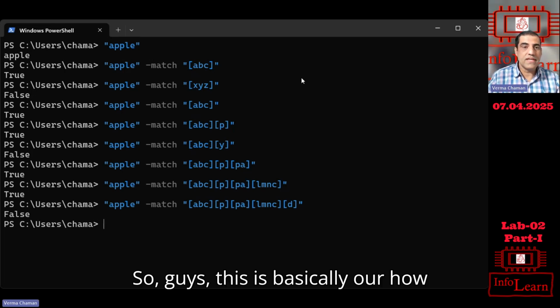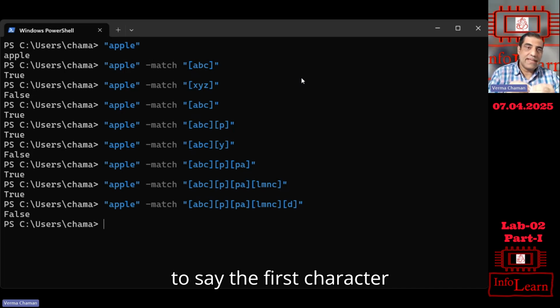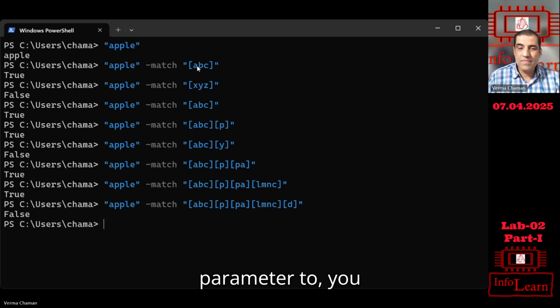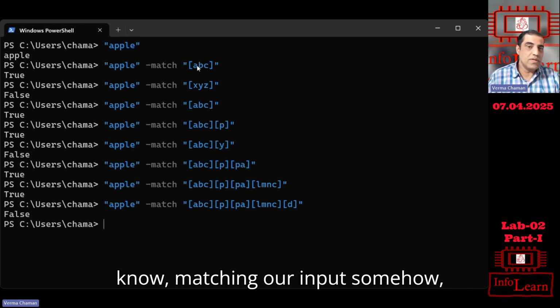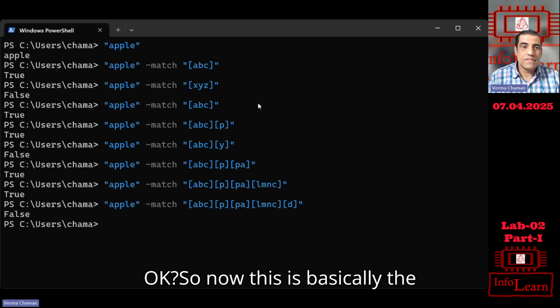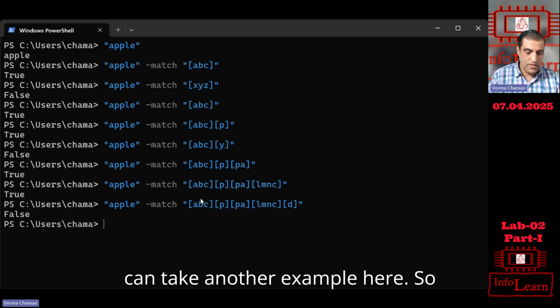So guys, this is our character class, where we can use the match parameter to match our input. This is basically the way. Let's take another example.